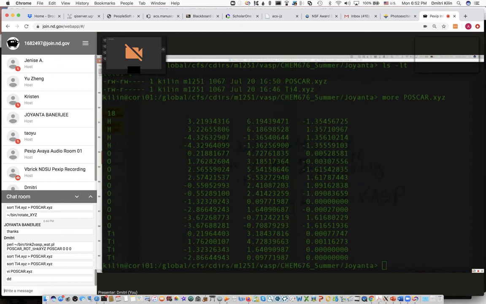Now type letter i. Lowercase, yes. On the bottom of your screen, there should appear the insert mode. Now, insert mode came. Good. Now move the arrow down once.